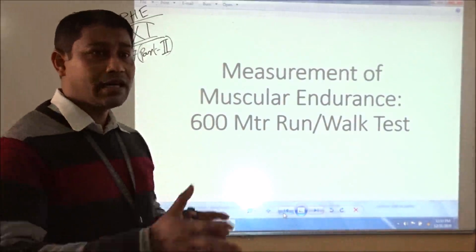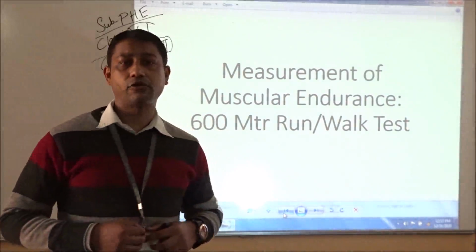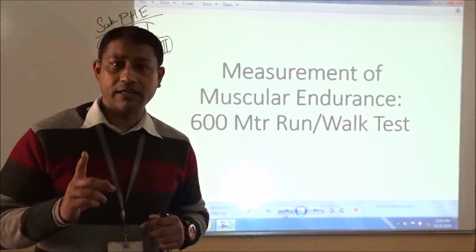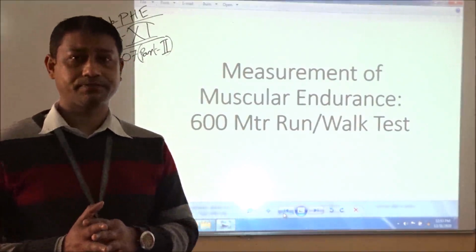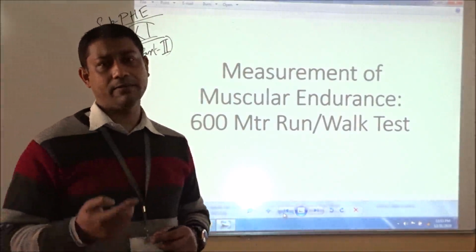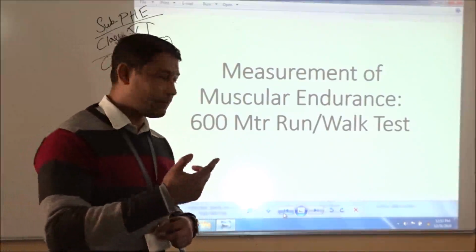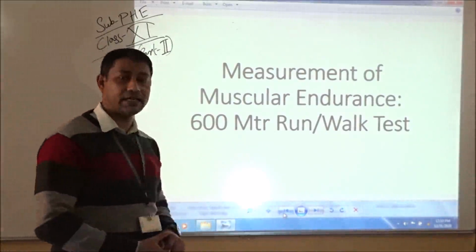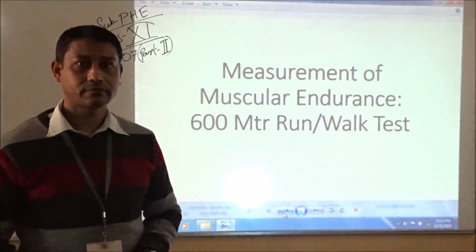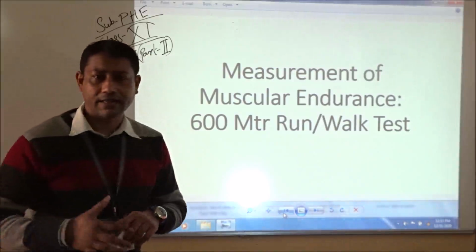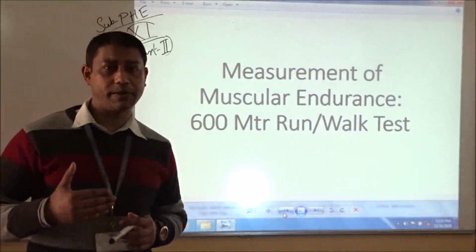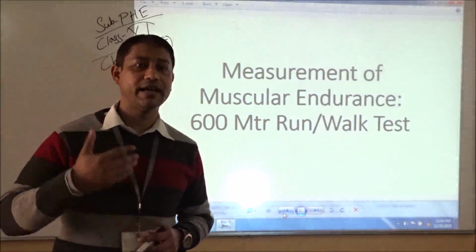So here the participant needs to run and walk 600 meters. The total time will be recorded to complete the 600-meter run and walk test. So basically, with the help of the 600-meter run and walk, the aerobic endurance or the aerobic fitness of an individual is being assessed.